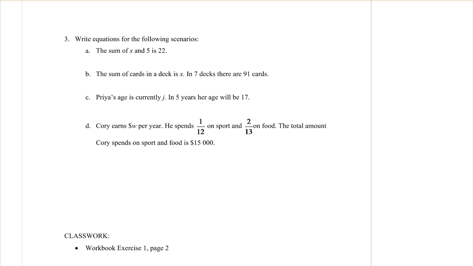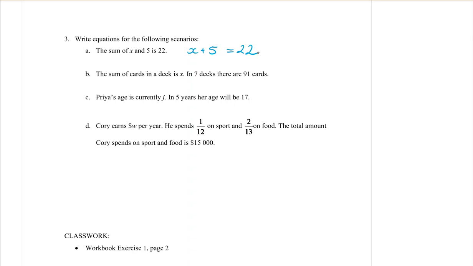So if I want the sum of x and 5, that means x plus 5. When it says is, that's my equal sign. It's saying what it is equal to. So that is 22. That's the equation. As I said, we're not solving it. We're just practicing taking the words and putting it into an equation.